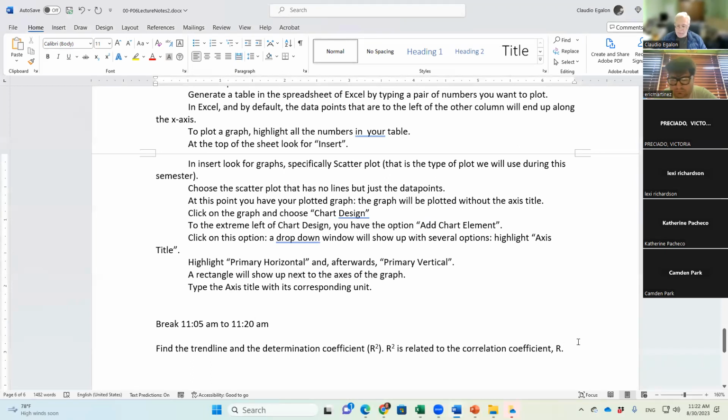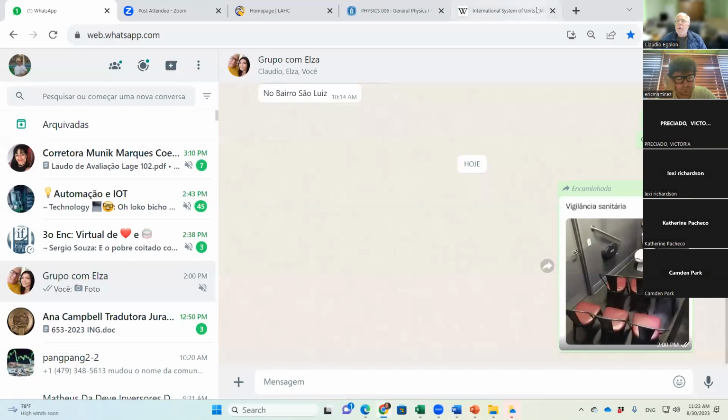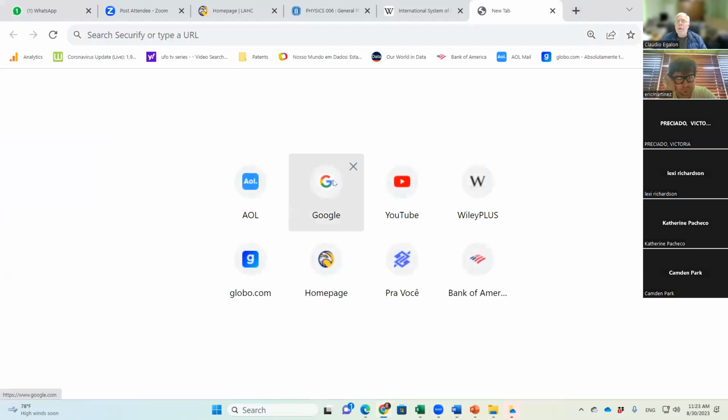And this determination coefficient has a very important interpretation. There's a formula for that. I'm not going to write that down. If you want, you can take a look on the internet. It's a very big, very complicated formula. Let's take a look here. Correlation coefficient, I'm not going to cover in detail.